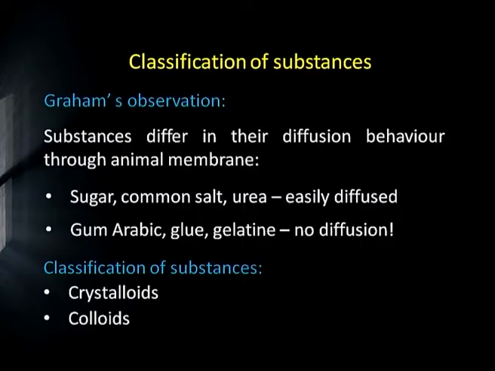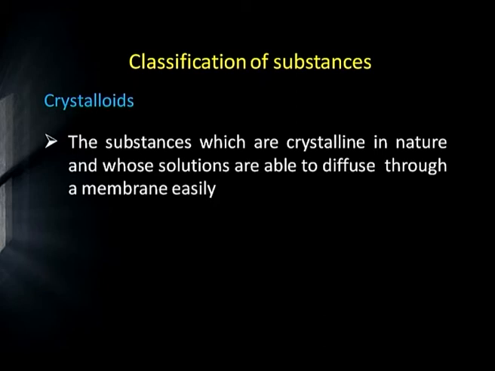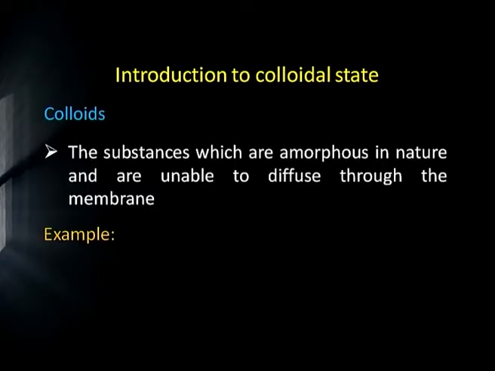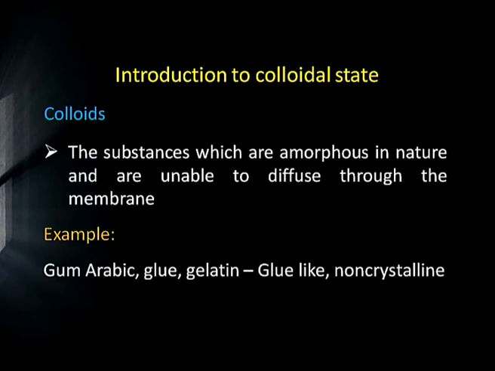What are crystalloids? According to Graham, crystalloids are those substances which are crystalline in nature and whose solutions are able to diffuse through the animal membrane easily. The examples are the same that we saw earlier. The crystalline sugar, common salt, urea, they are all crystalline, we know that. Colloids, on the other hand, are those substances which are amorphous in nature and are unable to diffuse through the membrane. The examples are gum arabic, glue, gelatin, which are all glue-like, non-crystalline substances.